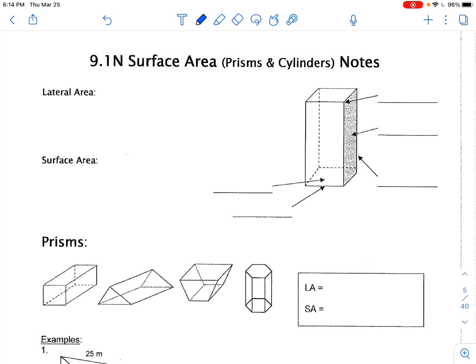In this video, we're going to calculate surface area of prisms and cylinders. So the lateral area, this is the area of the sides of a 3D figure.